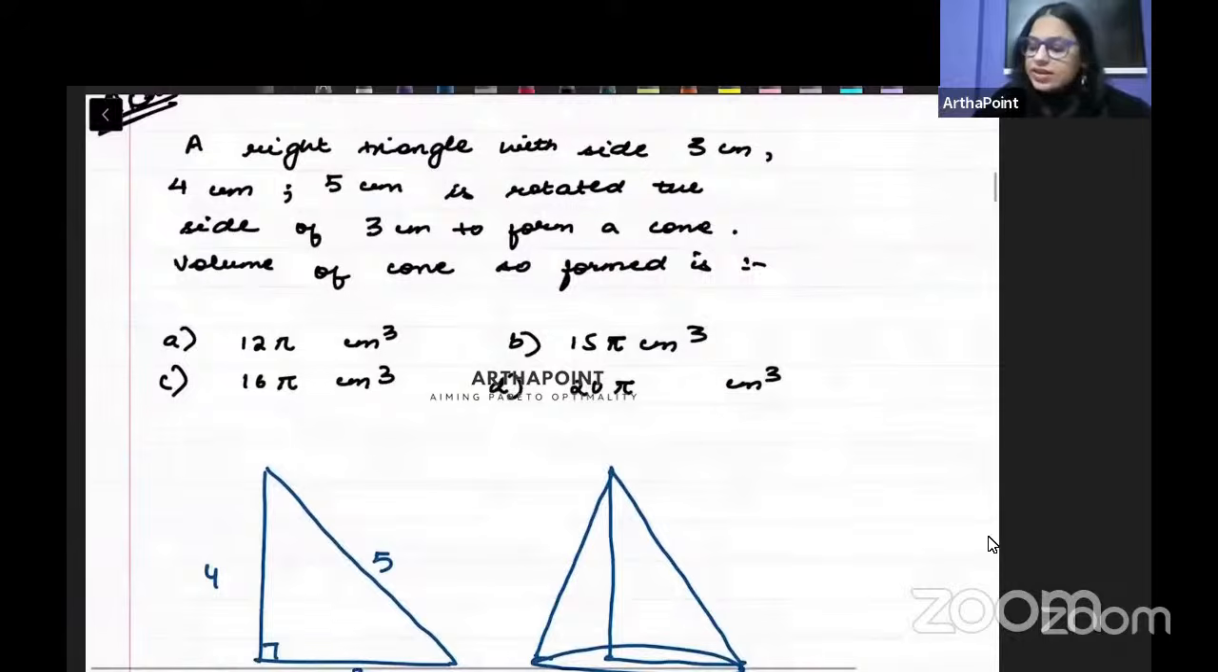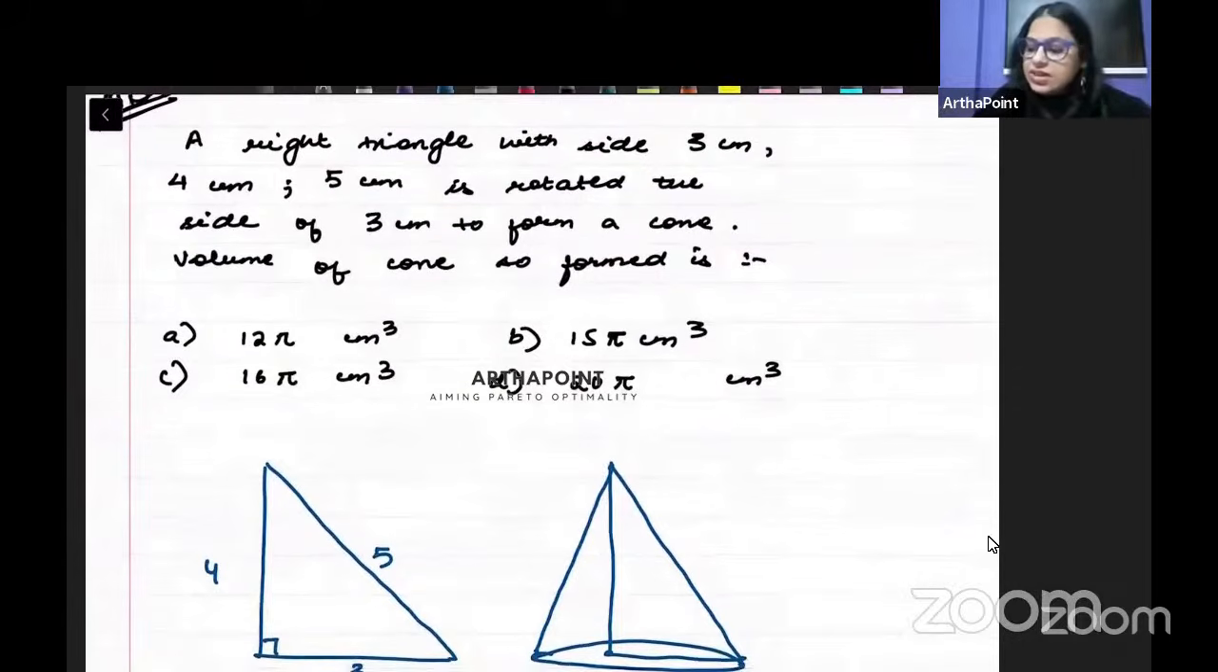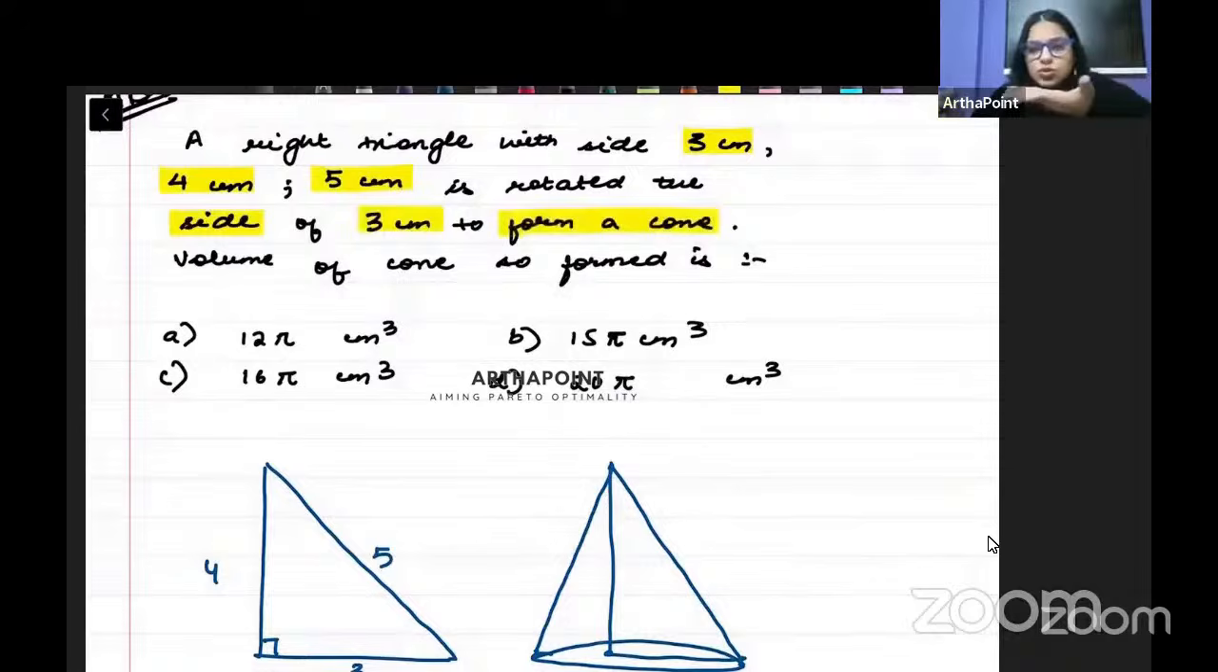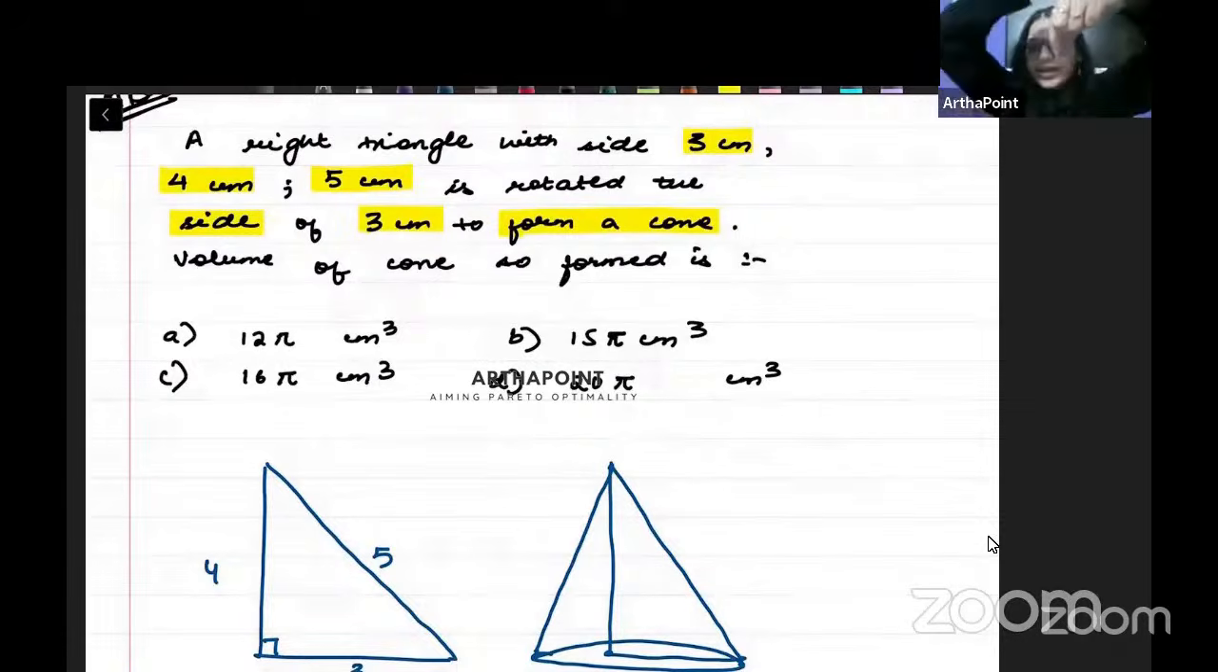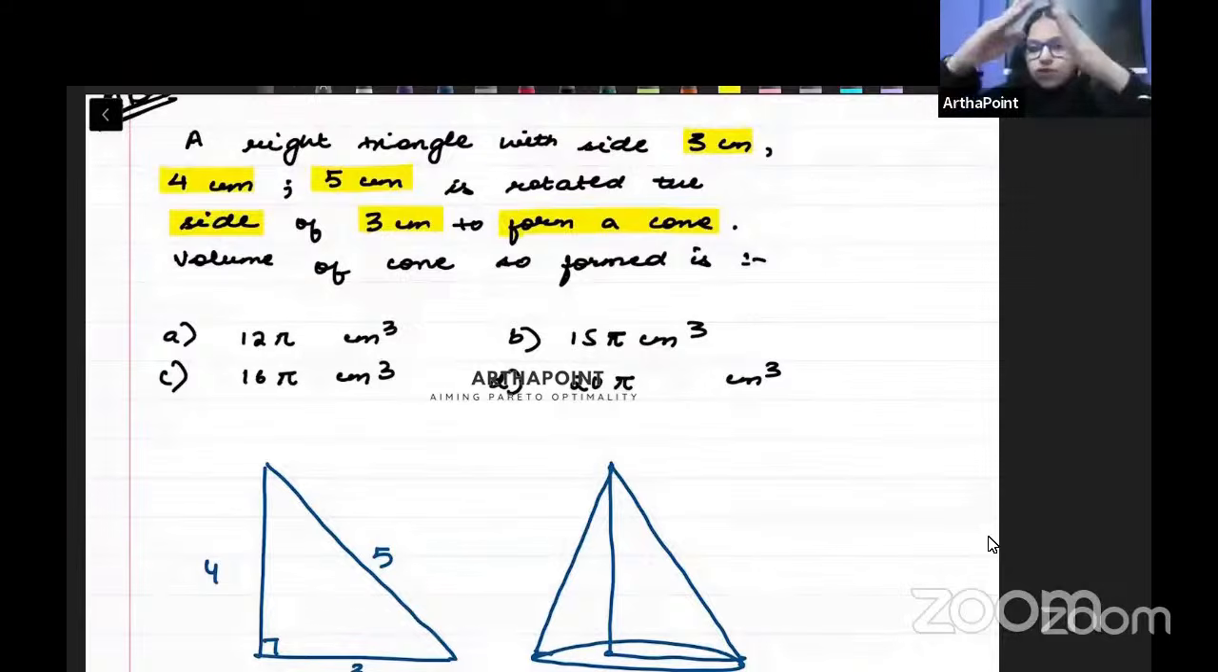It says a right angle triangle with side 3 centimeter, 4 centimeter and 5 centimeter is rotated to side of 3 centimeter to form a cone. Dhyan se samjho. You have a triangle. You are trying to rotate the triangle in such a way that it becomes a cone. Aise rotate kya? So if you have a triangle and you keep rotating it, it will become a cone, like a cap, right? This is what it is saying.